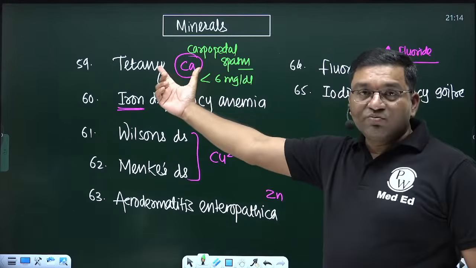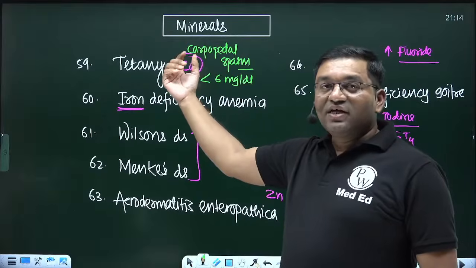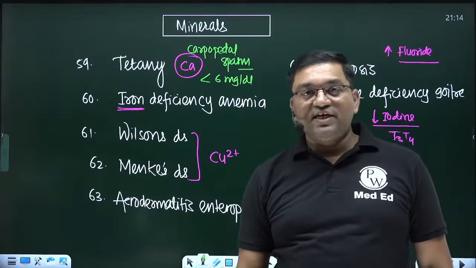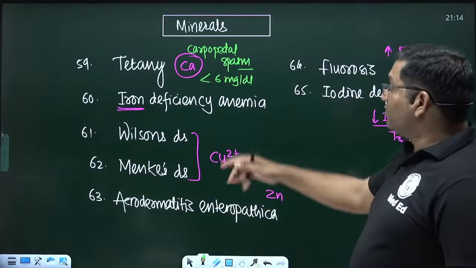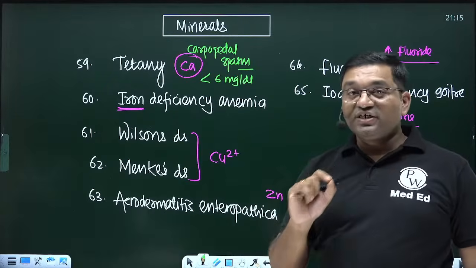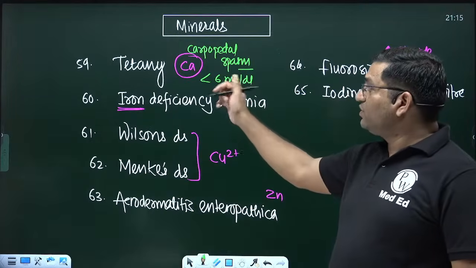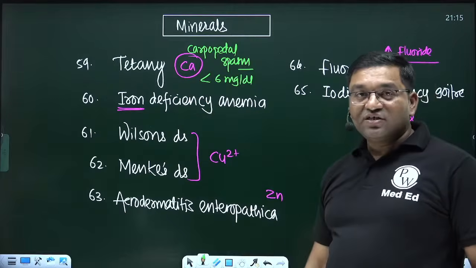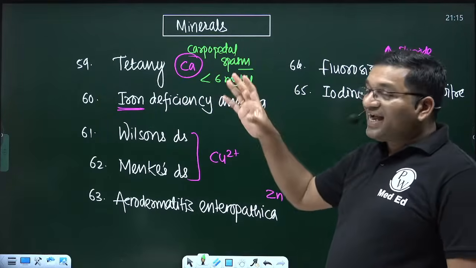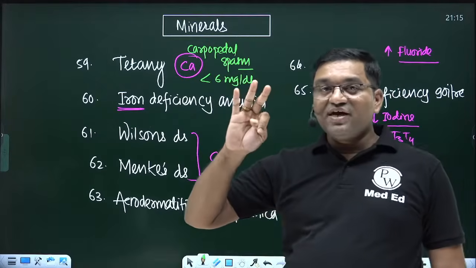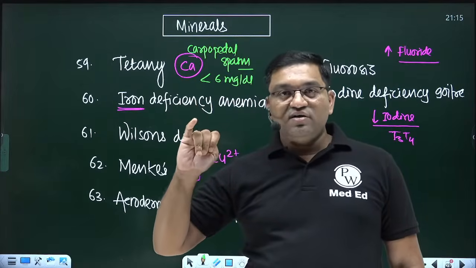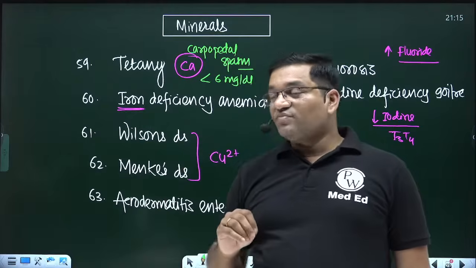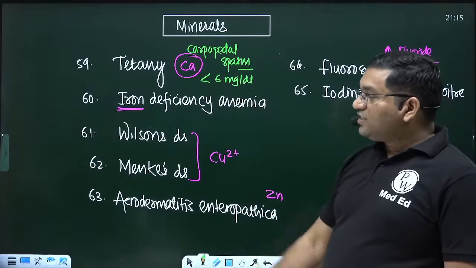Treated by calcium gluconate 10%, 10 ml over the period of 10 minutes IV, followed by the maintenance drip. Tetany, it is not tetanus, it is carpopedal spasm. So what are the symptoms of calcium deficiency? It is CATS, that is convulsion, arrhythmia, tetany, tremor, stridor or spasm. These are the symptoms of calcium deficiency.